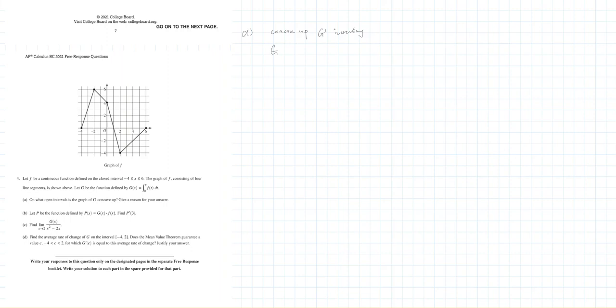And since g prime is equal to f, we can just tell from the graph that from intervals -4 to -2, and from 2 to 6, f is increasing. So g prime is increasing, so g is concave up.